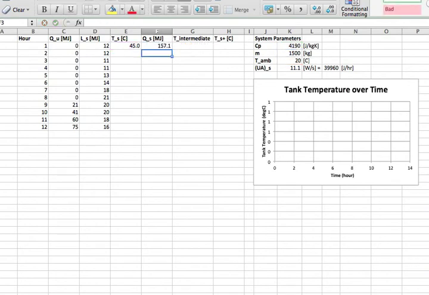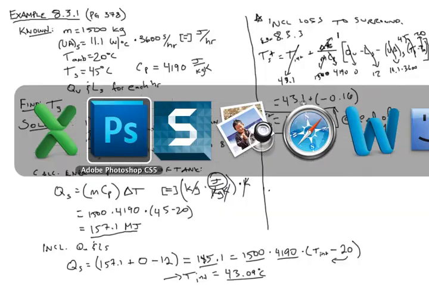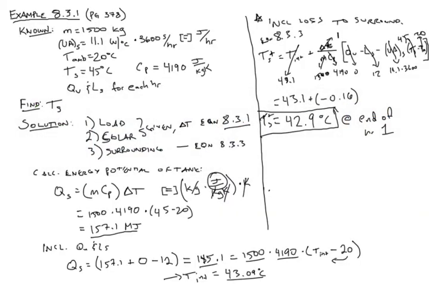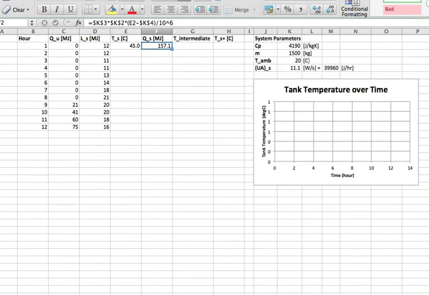So you get 157. If we look back at what we calculated before, you can see that that is exactly what we got right here, 157 megajoules for that first step. So that's great. That equation looks like we've implemented it correctly.